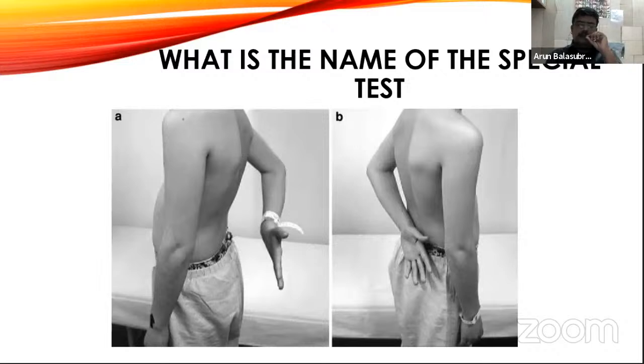What is the name of the test? This test is to identify whether the subscapularis muscle is weak or not. Lift off sign. Very good. Excellent. So, to identify subscapularis muscle involvement, make the patient keep his hand behind, and ask the patient to do extension. If the patient is able to do it, it indicates that the subscapularis muscle is normal. If the patient is not able to do it, it indicates there is some weakness. Excellent, very good.